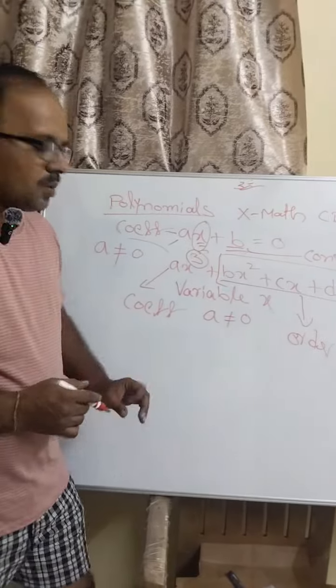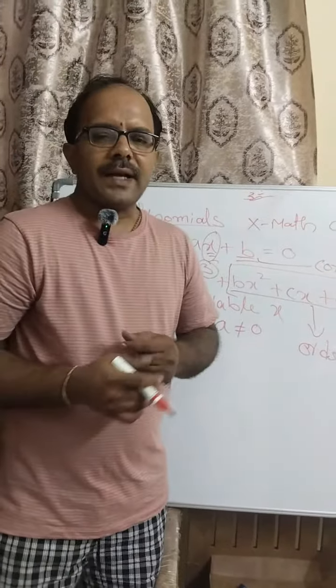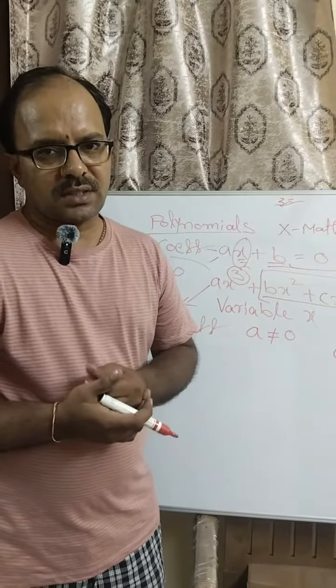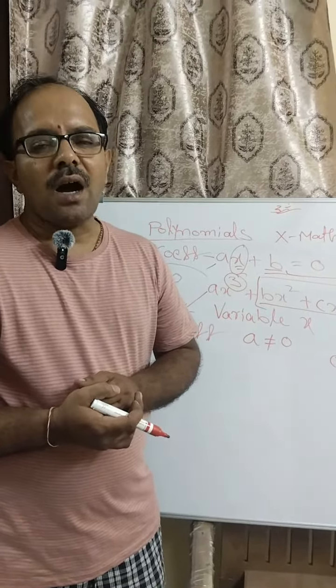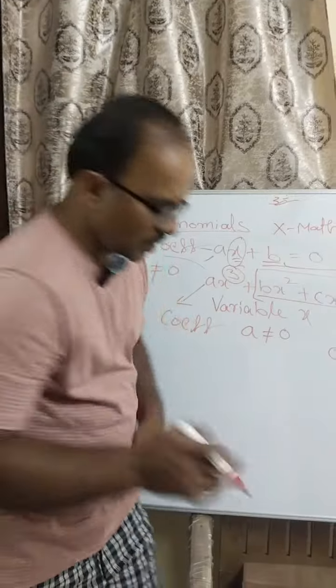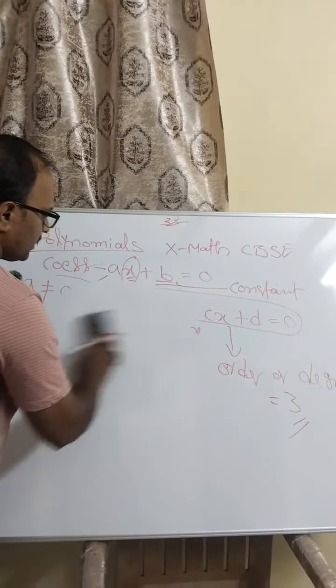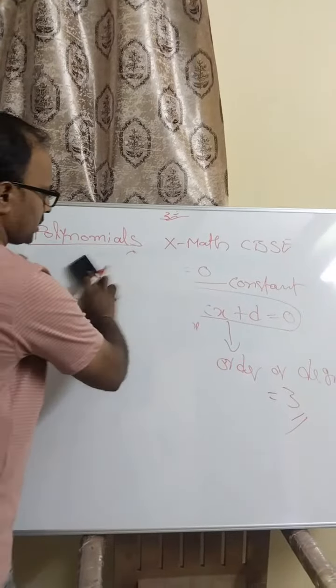Now one important aspect of the polynomial is its roots. Its roots are zeros. So let us take a simple linear equation.